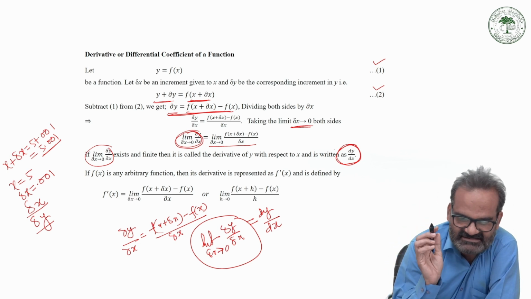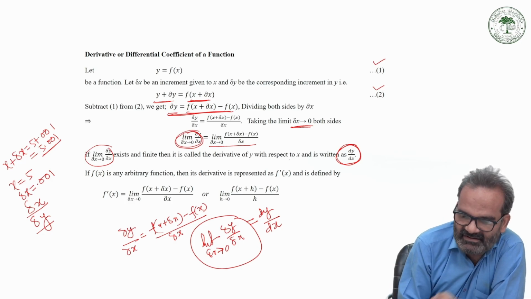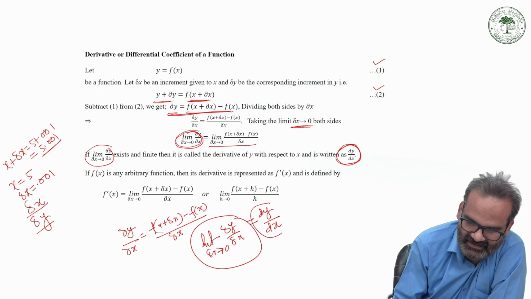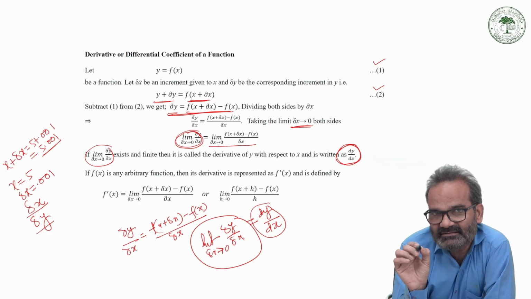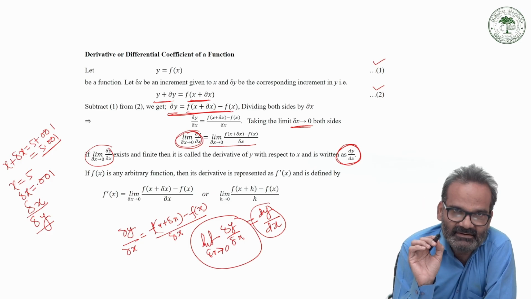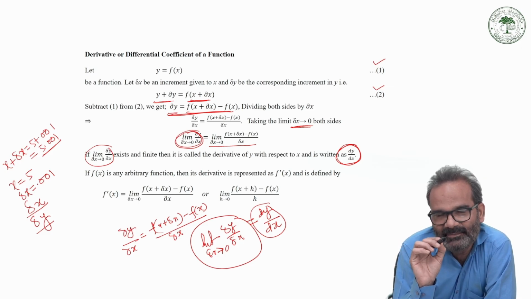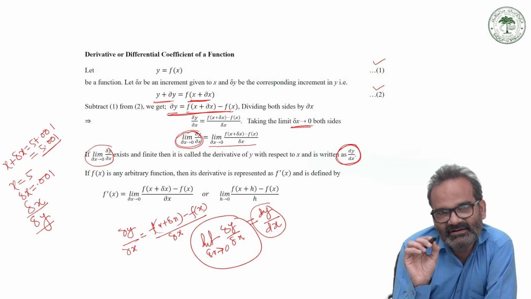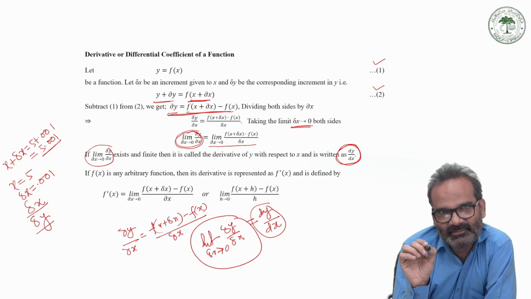So if this exists and is finite, then it is called the derivative of y with respect to x, and it is written as dy over dx. So this dy over dx is called the derivative of y with respect to x, right? Be careful. Derivative of y with respect to x. This means y is here a dependent variable and x is here the independent variable. So we always calculate the derivative of a dependent variable with respect to the independent variable.